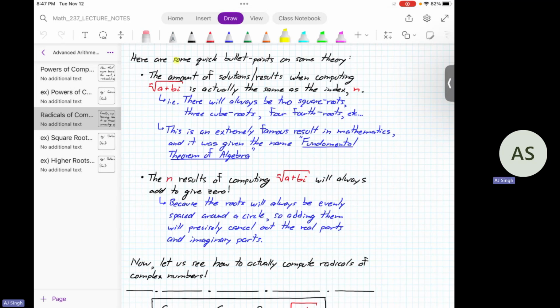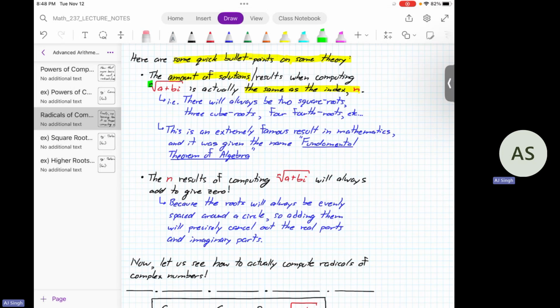So some quick bullet points on theory. As it so happens, when you compute the radical or a root of a complex number, the amount of solutions you get is the same as the index n. And that index in green is right there. So if you're doing cube roots, you're going to have 3 answers. If you're doing fourth roots, you're going to have 4 answers. If you're doing 10th roots, God forbid, there will be 10 answers. If you're doing square roots, there's going to be 2 answers.